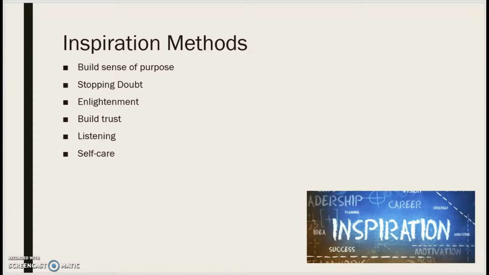Some methods of inspiration include building a sense of purpose, autonomy, belonging, and self-worth for the patient, helping them stop doubting themselves, building trust and other meaningful relationships, listening to the other person, and showing them how to take care of themselves.